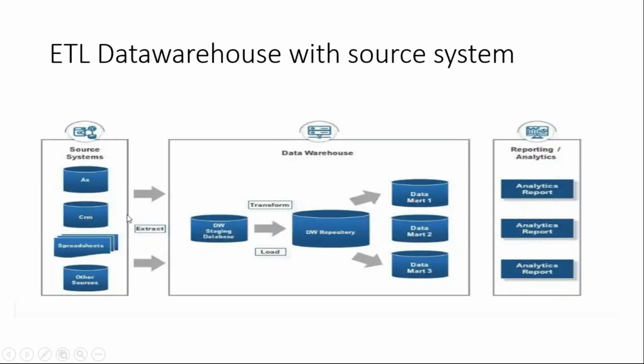In the intermediate step, we are extracting the data from various sources and putting it in the staging area. After putting it into staging as files, you again use the Talend tool, do all kinds of transformation, and finally load into the data warehouse. Then we split it into small chunks as data marts: data mart 1, data mart 2, and data mart 3. For this extraction and loading, we use ETL tools.